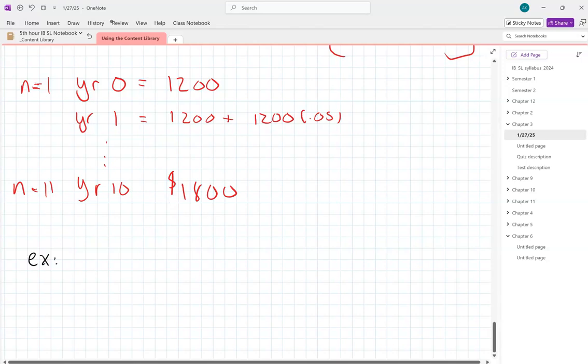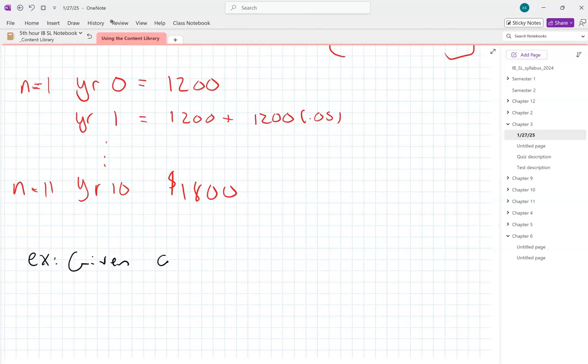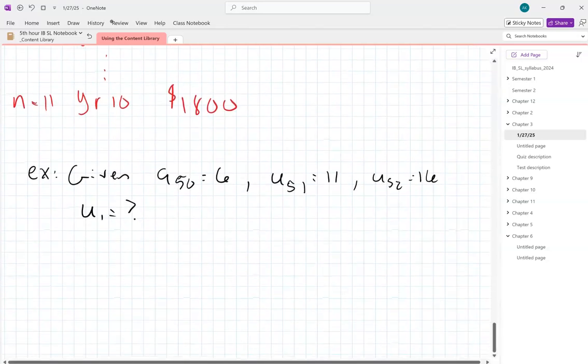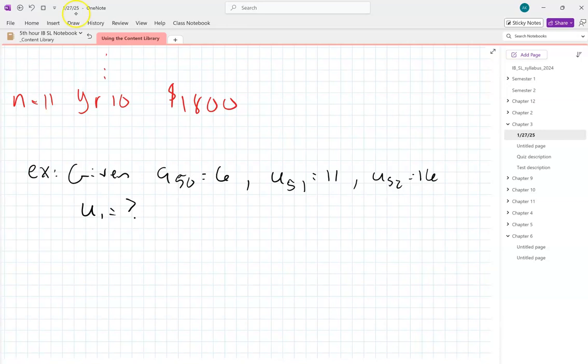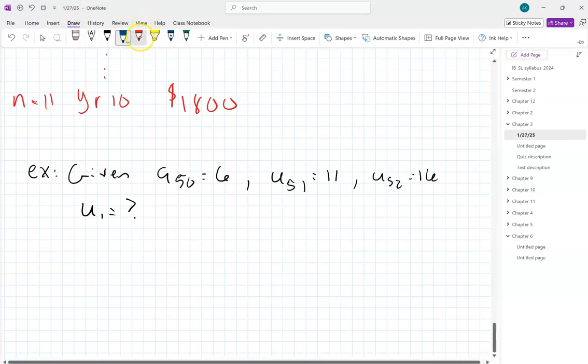Another example. Let's say we have the sequence where I know the 50th term is 6, the 51st term is 11, and the 52nd term is 16, but I want the first term. What I am going to do is write the equation for the function and then plug 1 in to find that first term.